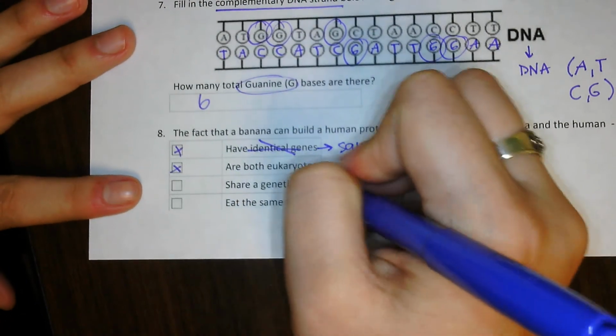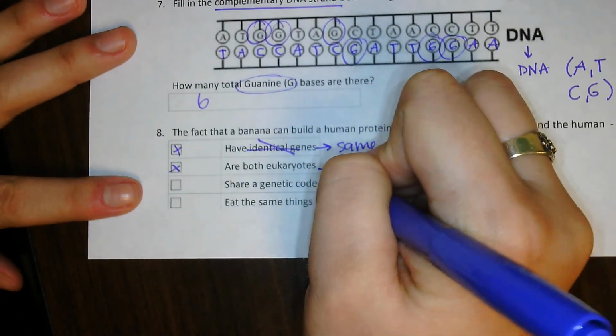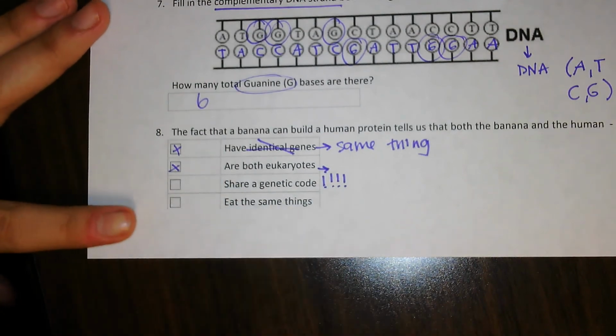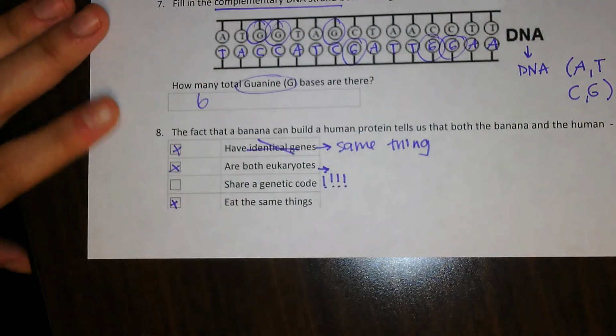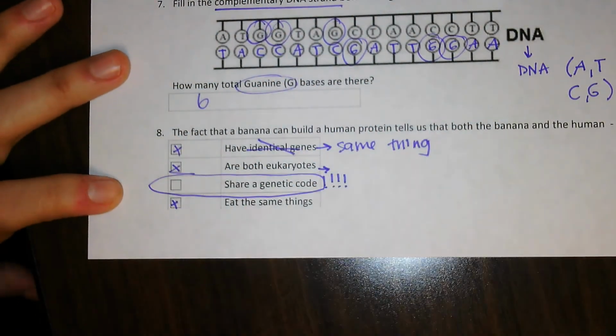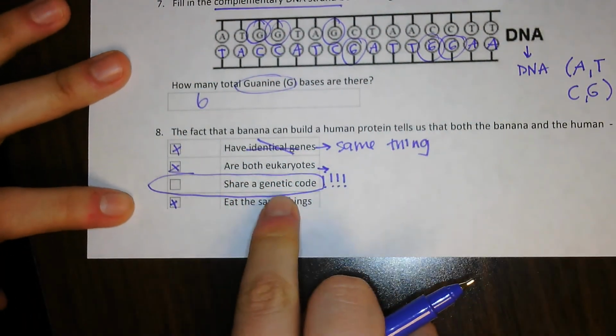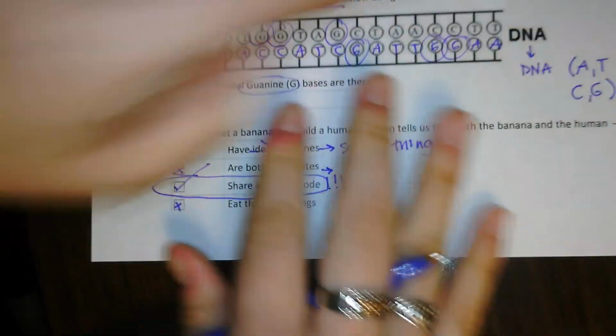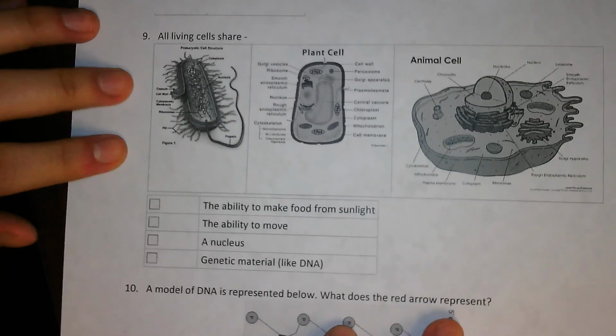Share a genetic code. This one looks so promising. Eat the same things. I don't eat the same things as a banana, so I'm going to say that that's not it. So my answer is C. Myself and a banana share a genetic code, therefore we can make similar proteins. All right, moving on. Number 9.